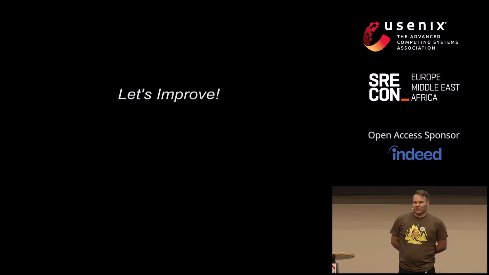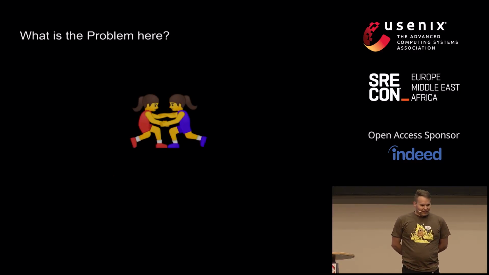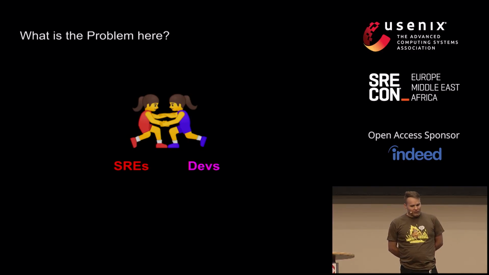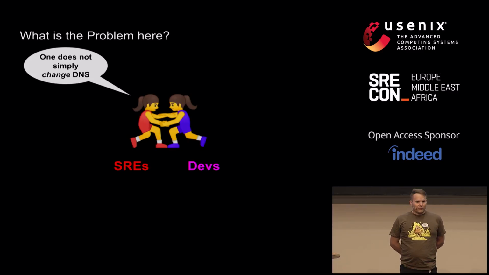OK, so looking at this and coming from a world where everything is not fast, but well in order, I wanted to improve the situation and try to understand what the problem actually is. And I think there was a conflict. At least this is how I started this. And from the SRE perspective, it was: one does not simply change DNS. This is all production. The pager goes off. Don't change DNS.